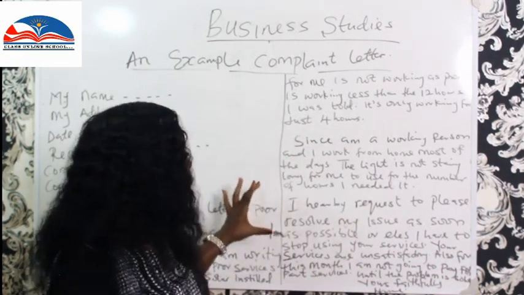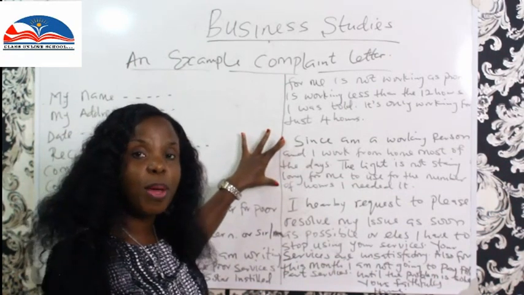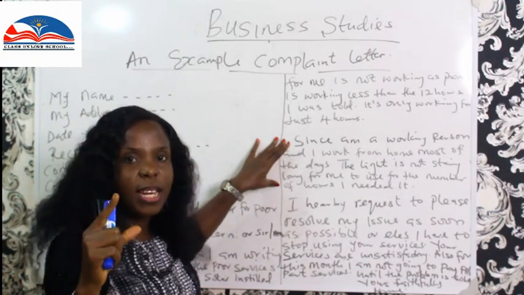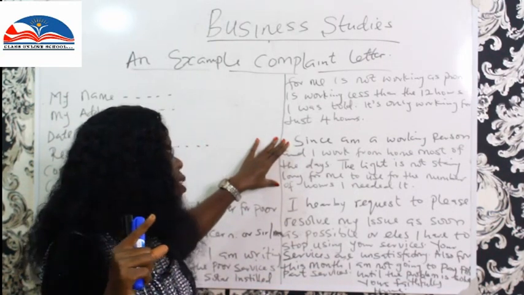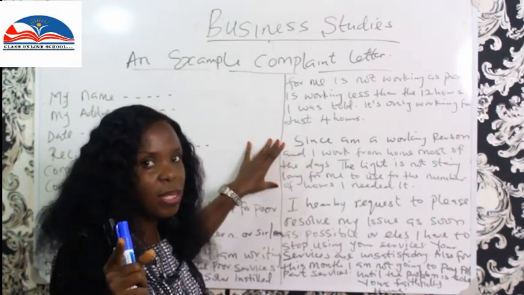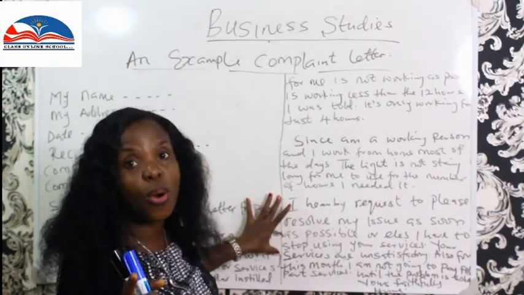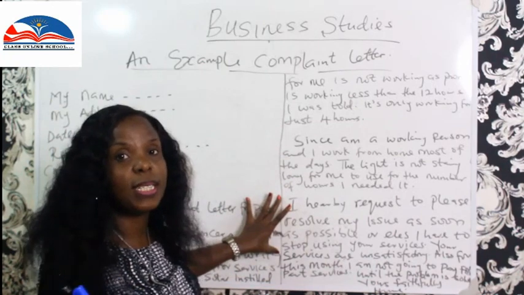Now that is the second paragraph. Remember I told you the body. And so we have taken the second paragraph, which explains why you are not satisfied. Then the third paragraph, you are going to give them the conditions why you don't like what they did.